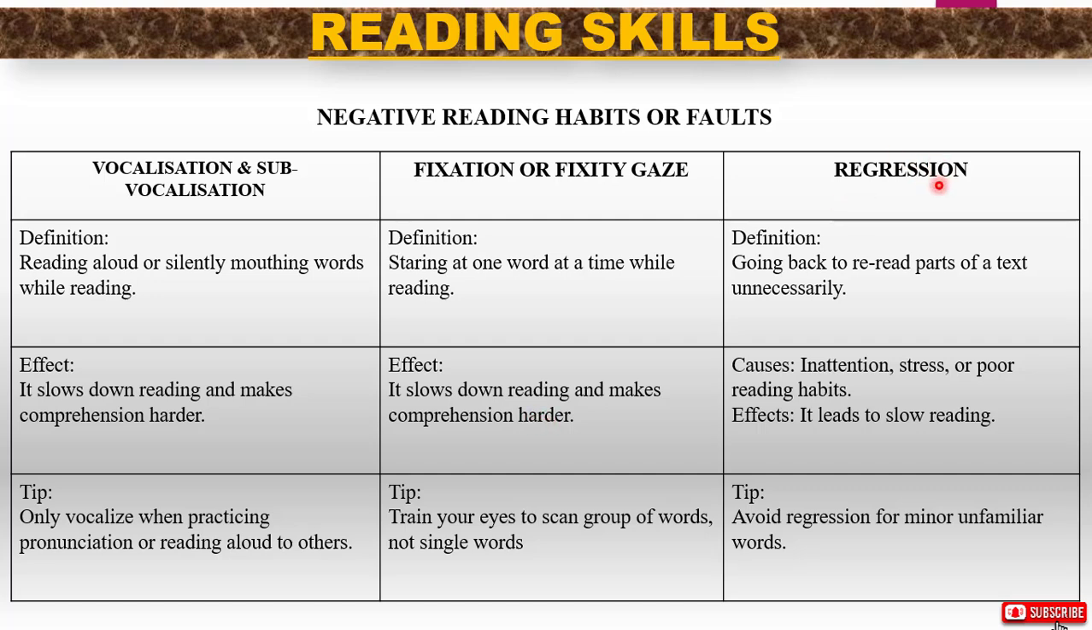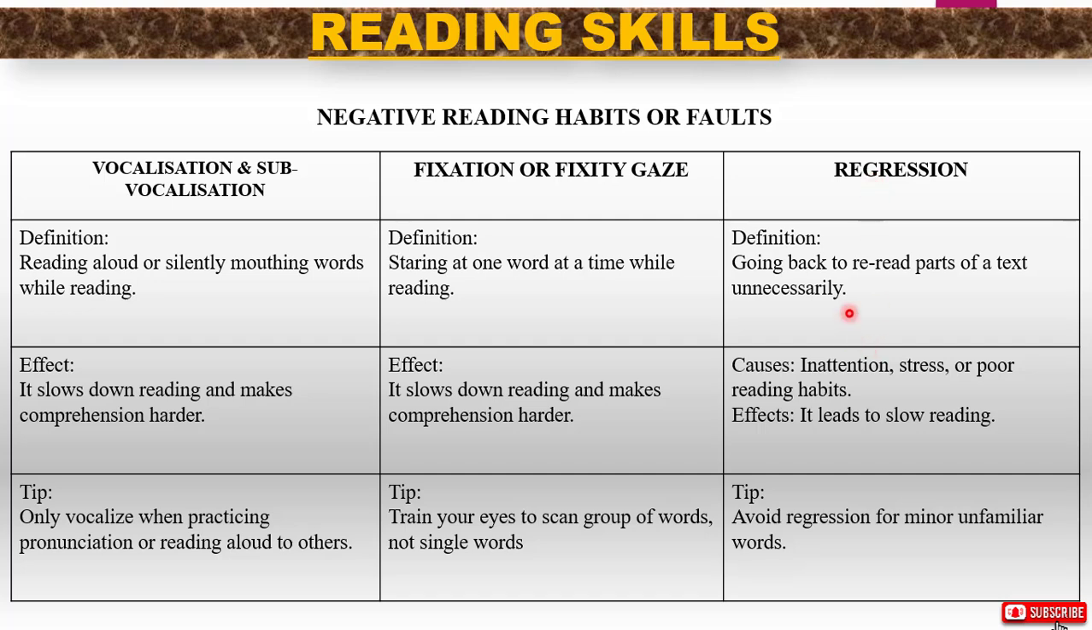Regression is the last reading habit we want to talk about. It means going back to reread parts of a text unnecessarily. What causes regression? It is caused by inattention. If you are reading and you are not paying close attention, it will get to a point where you would have to go back to reread parts of the text you have read. It can also be caused by stress or poor reading habits. If these things cause you to go back to reread parts of the text that you have read, then we call it regression. It is different from diving.